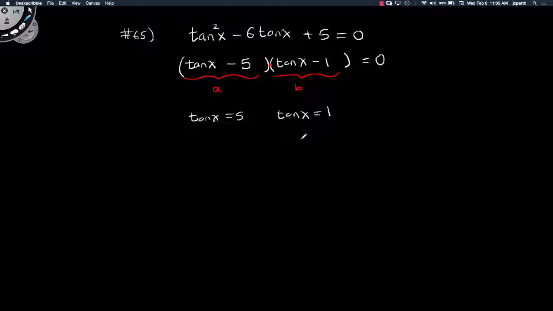Now question, is this in the interval from 0 to 2 pi? Okay. Well, we know the answer to the second one, or hopefully we should know the answer to the second one, right? When does tangent of x equal 1?